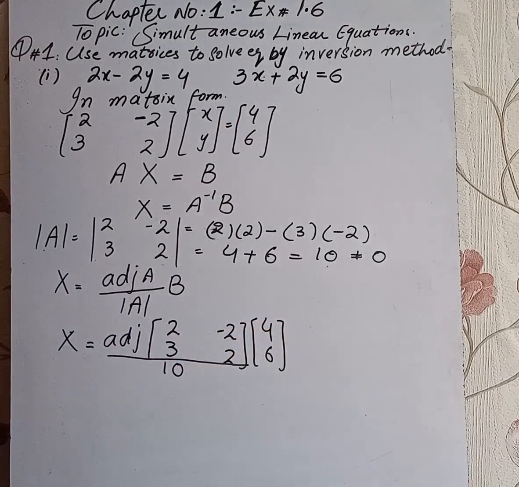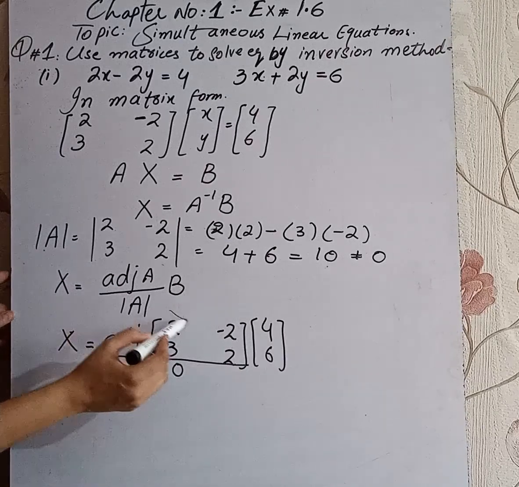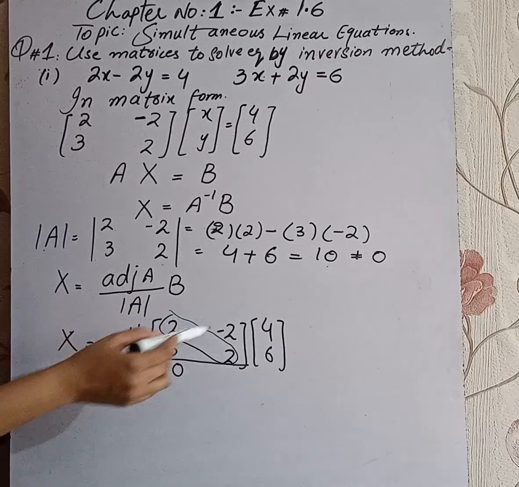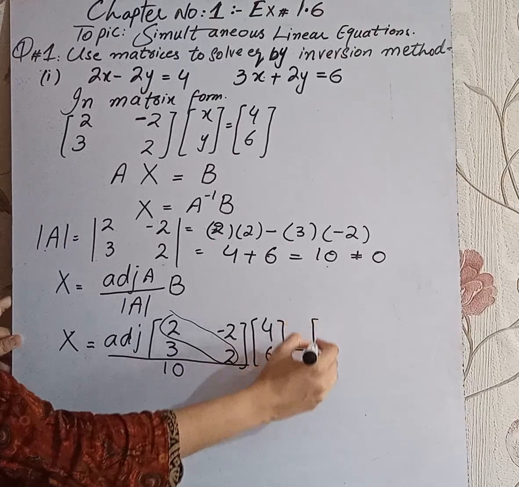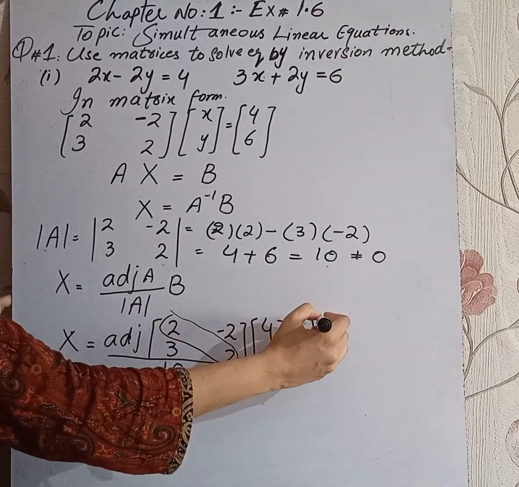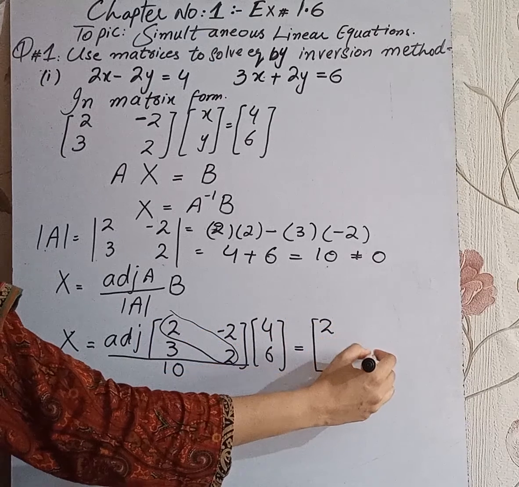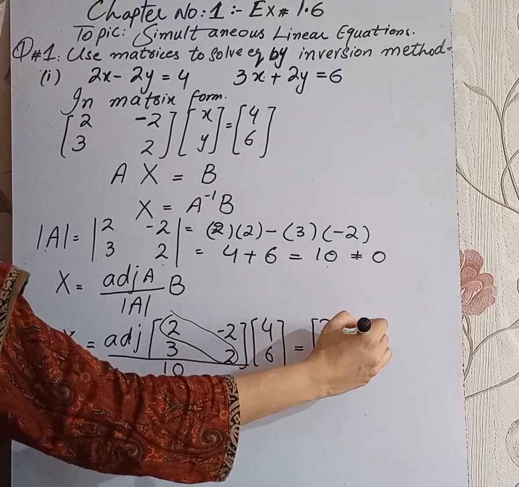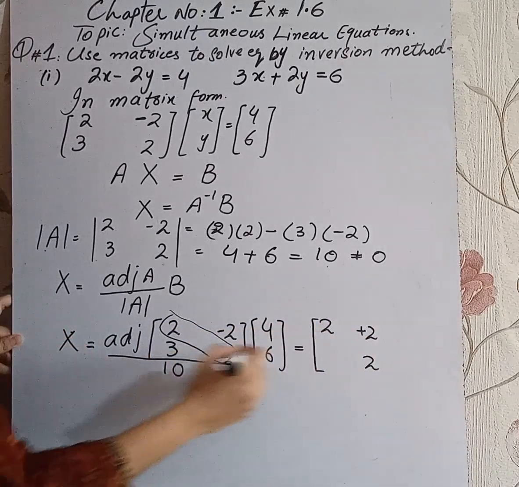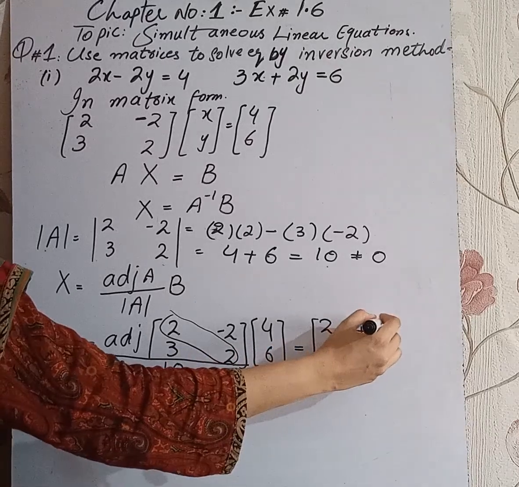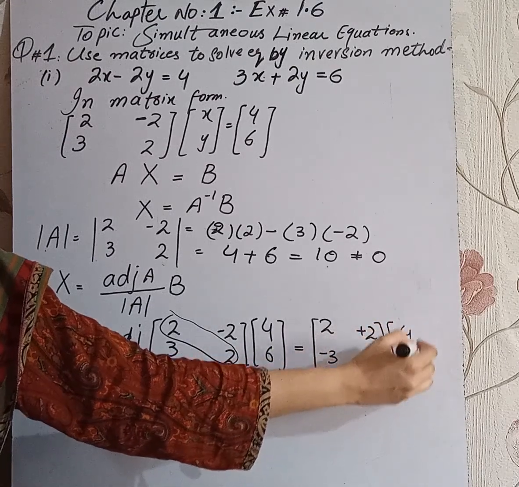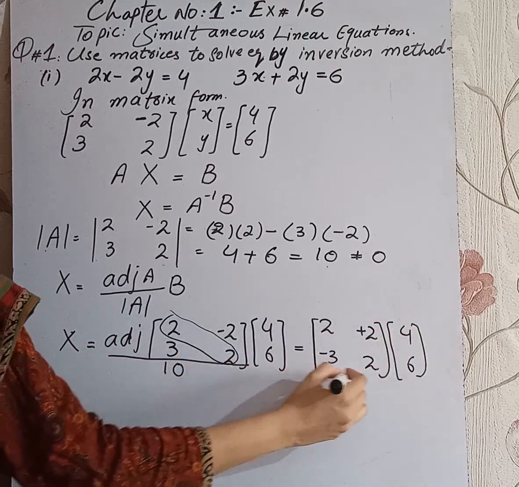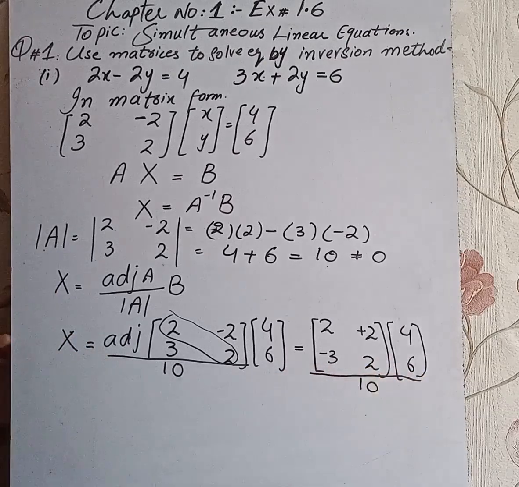In the next step, we will take the adjoint of this matrix, and adjoint means we will interchange the diagonal entries and change the sign of non-diagonal entries. So here we interchange the diagonal entries. 2 will be interchanged by 2. -2 will be +2. +3 will be -3. Matrix B is 4, 6, and this is divided by 10.